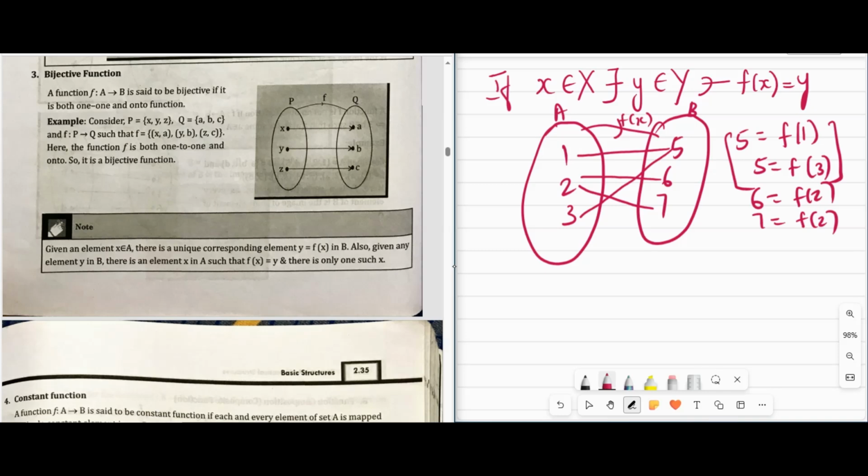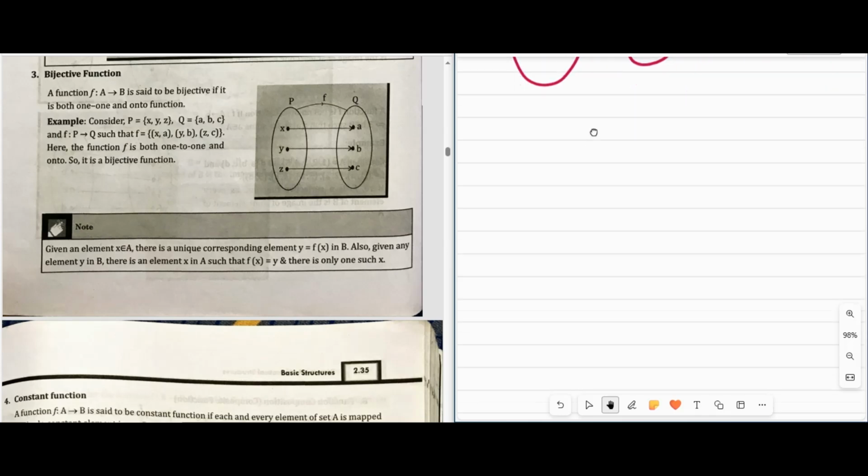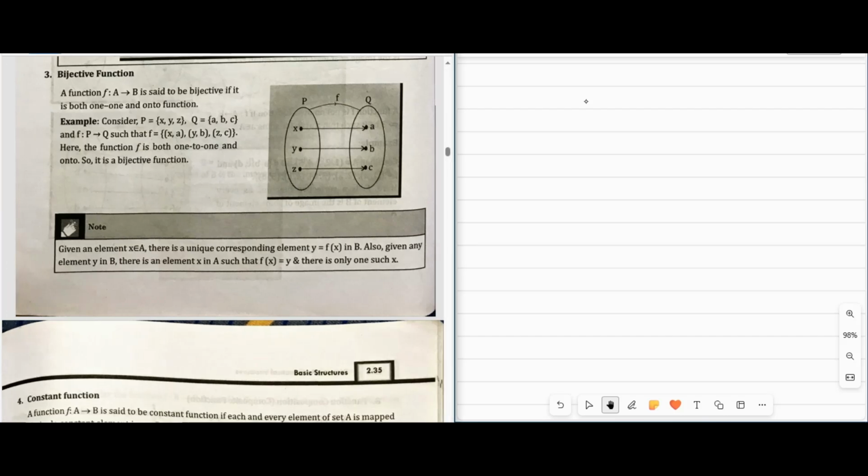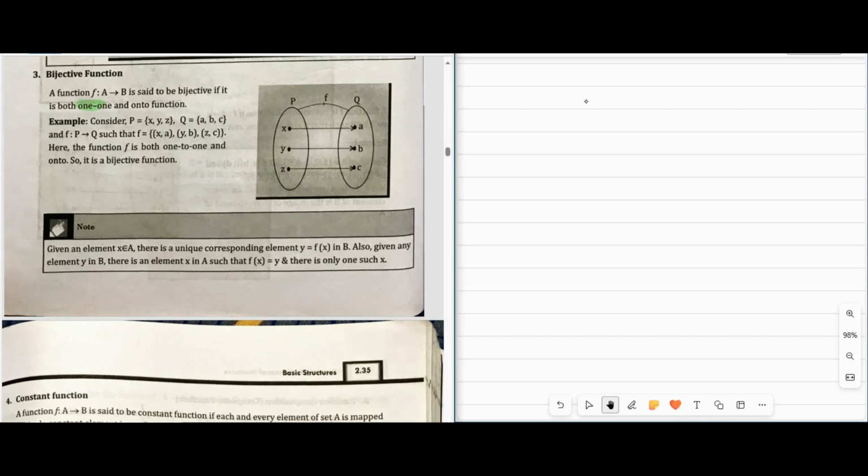Okay. Now, what is meant by bijective? If the function is both one to one and onto, it is called bijective. It is a repeatedly asked question: what is a bijective function? It is one to one and onto. Or even we can say if the function is injective and surjective, it is called a bijective function.